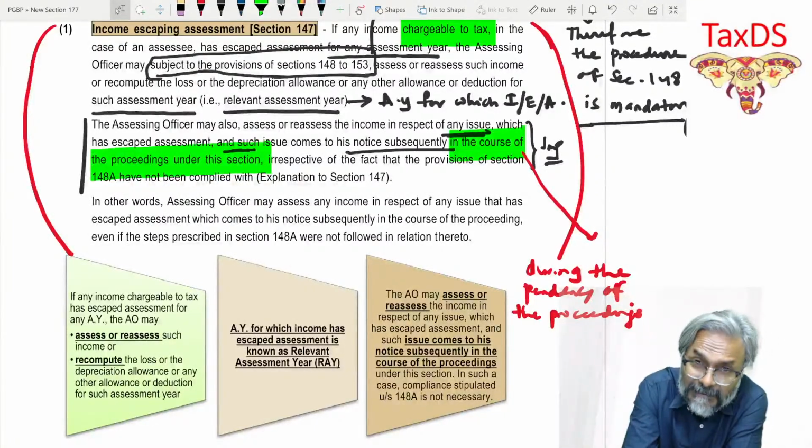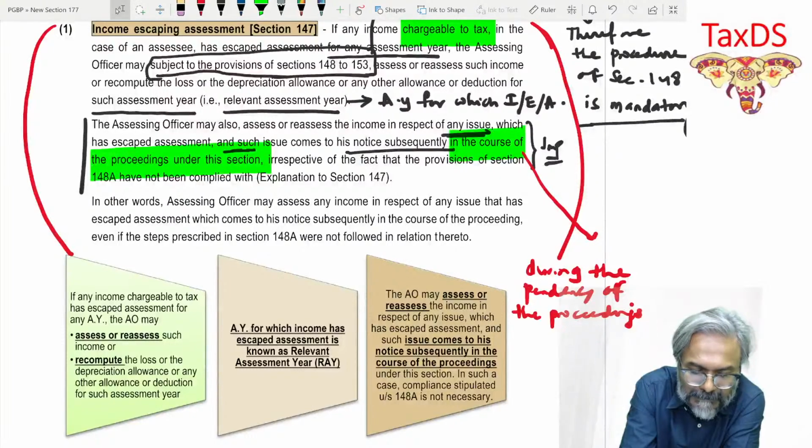So the assessing, let's read this one again. The assessing officer may also assess or reassess the income in respect of any issue which has escaped the assessment, and such issue comes to his notice subsequently in the course of the proceeding under this section, irrespective of the fact that the provision of section 148A have not been complied with. So this is irrespective of this fact.